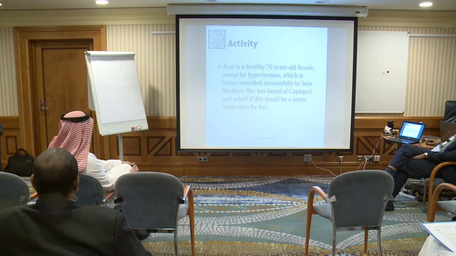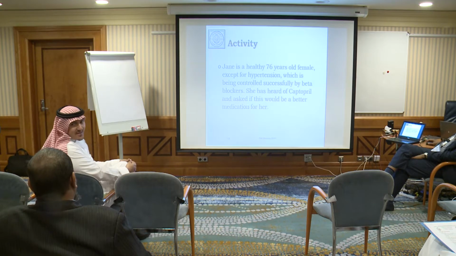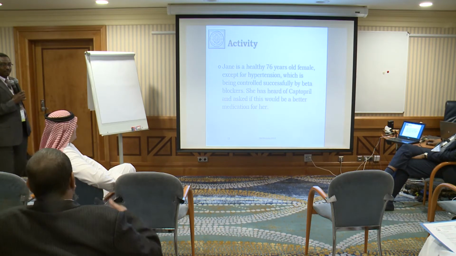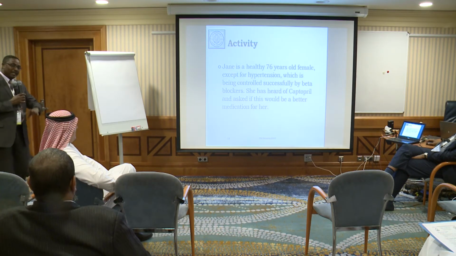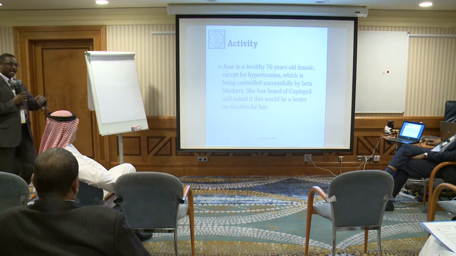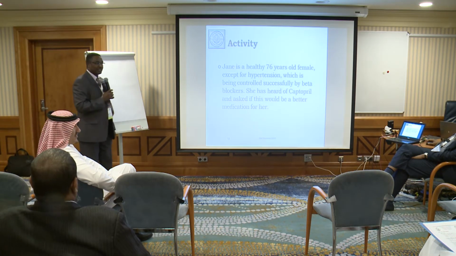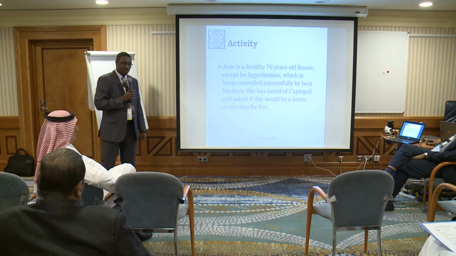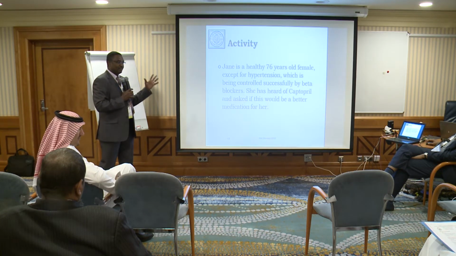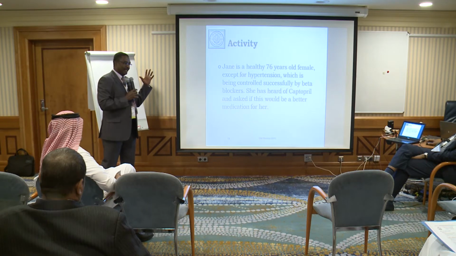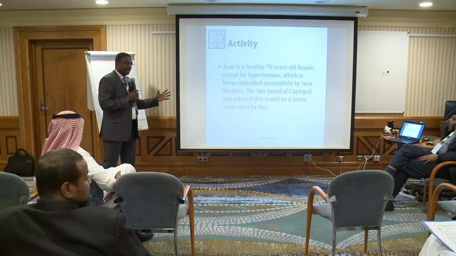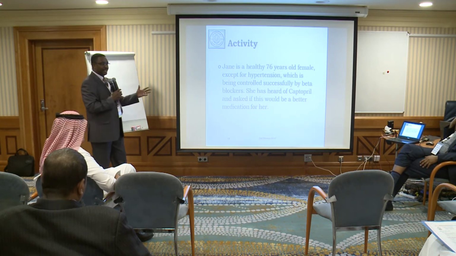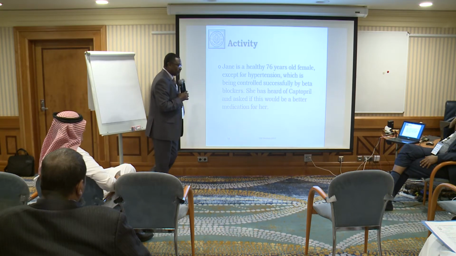So what is next? What's the I? It is captopril, compared to beta blockers. What's the outcome you are looking for? An effective control of hypertension. Okay? So in an elderly hypertensive lady, is an ACE inhibitor, captopril, compared to a beta blocker, an effective medication in controlling the blood pressure of the patient.